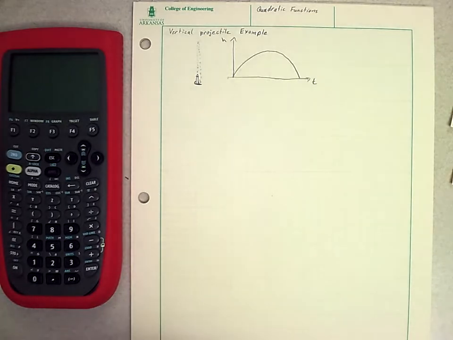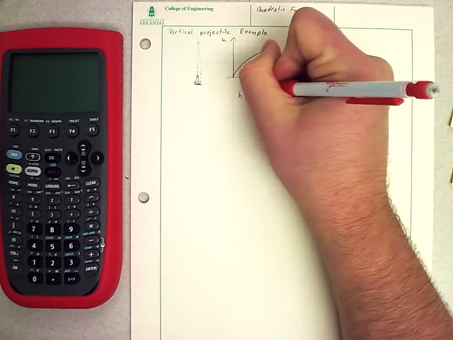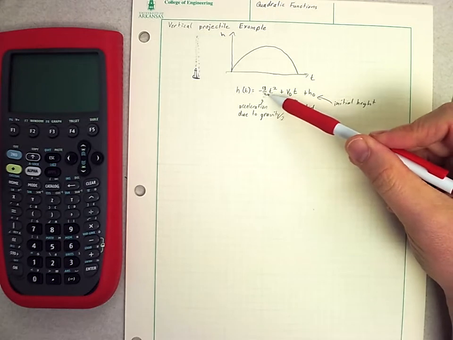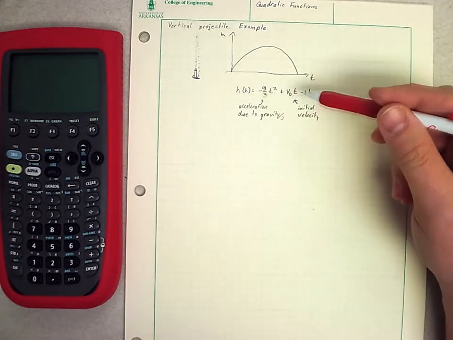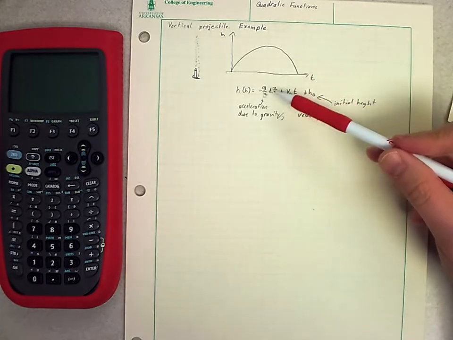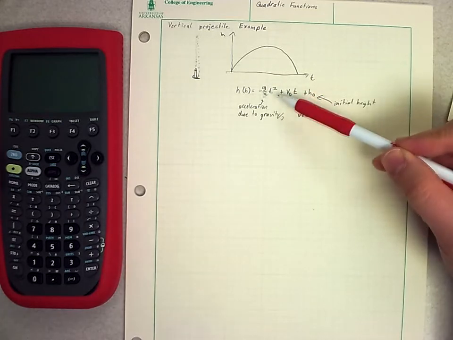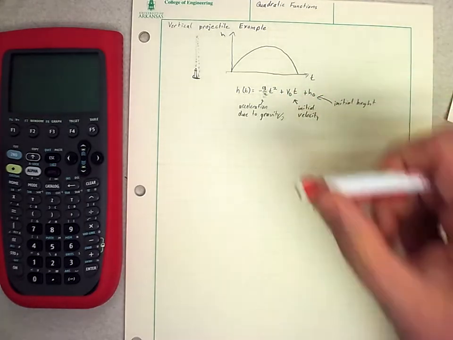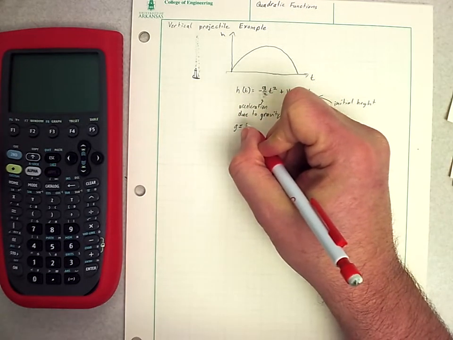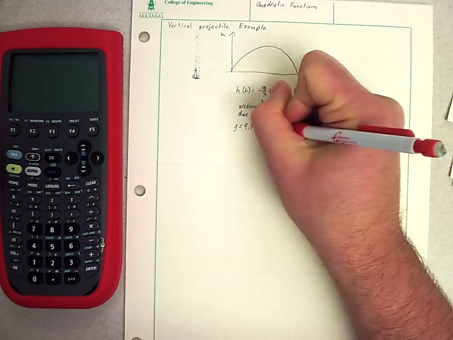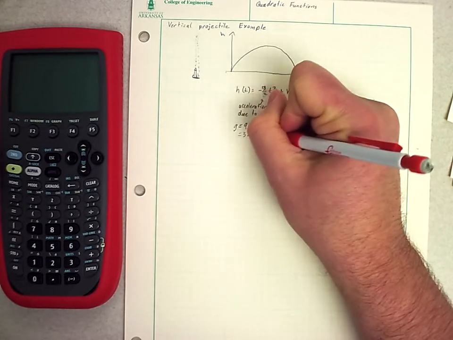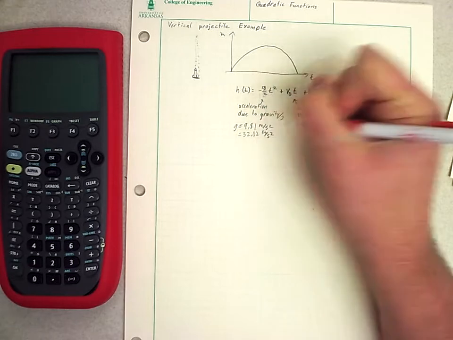And so the general equation for these is that h of t is negative g over 2 times t squared plus v0 times t plus h0, where the factor in front of the t squared is acceleration due to gravity, so it's generally negative. Gravity is usually either 9.81 meters per second squared, or we use 32.2 feet per second squared. It's generally the unit you'll see it in.